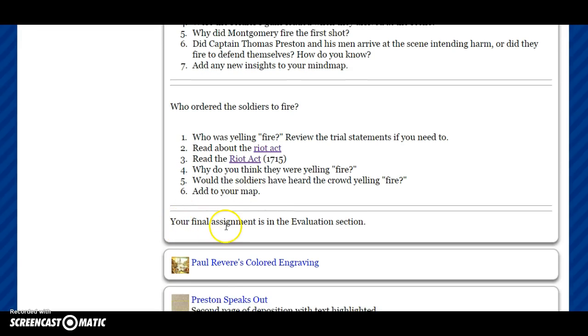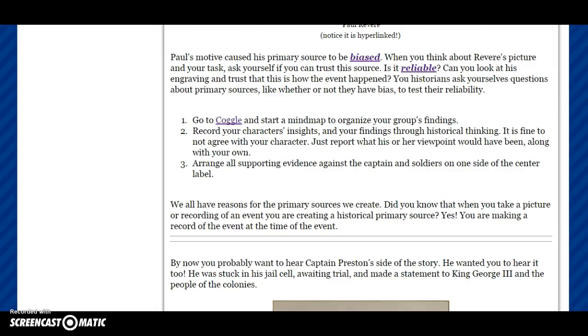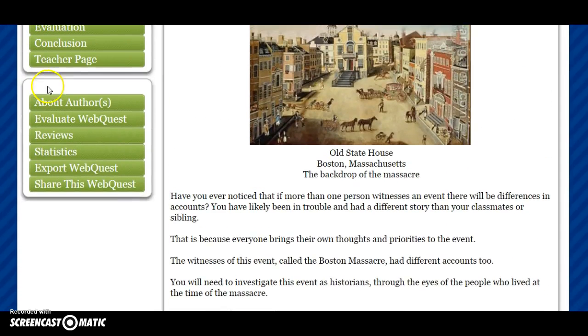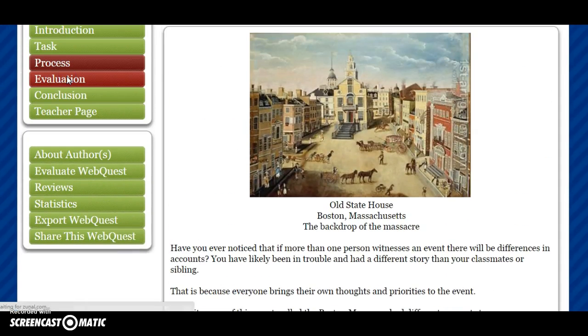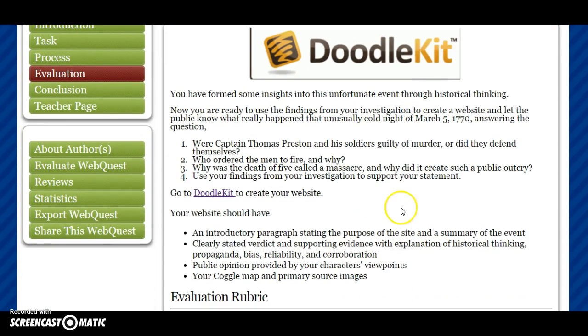And then the final assignment is in the evaluation section. Let's go back up there. It's a long Webquest. Here we go. So evaluation. I want their website to show understanding of the event, and I also want it to show an understanding of historical thinking and how different viewpoints have an effect on history.